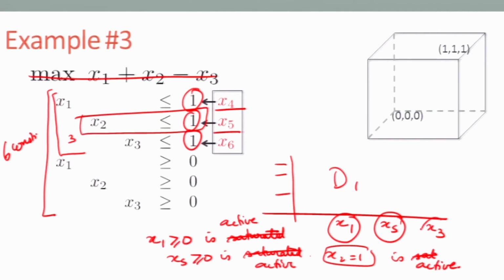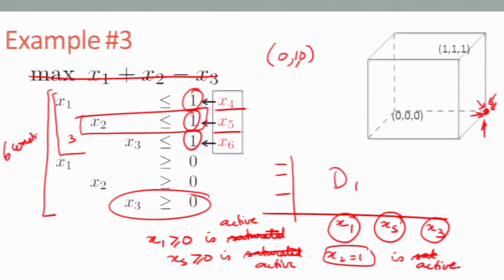All right, x3 activates x3 equals 0. So therefore, we get the point 0, 1, 0. That's the point which is being activated. So it's this vertex at the right-hand corner right here. That's being represented by this dictionary.